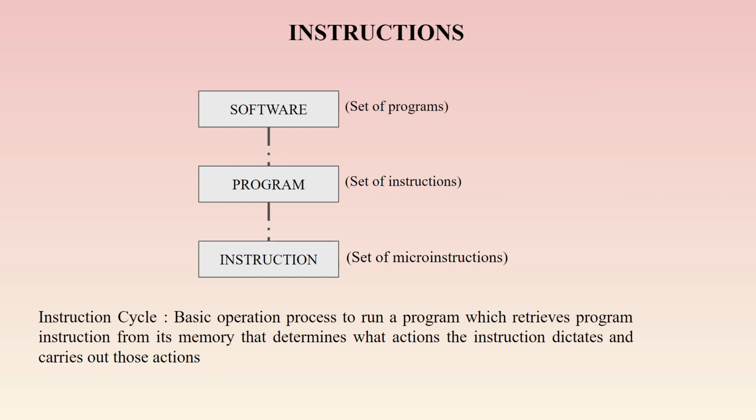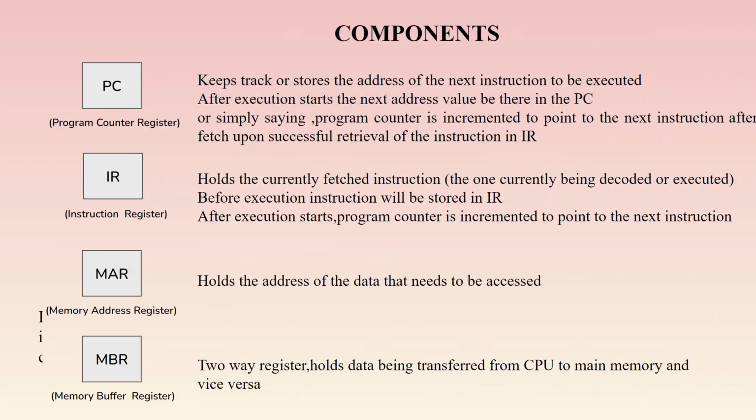Now, what you're able to see on the screen is a flowchart which demonstrates how instruction is a set of micro instructions, and program is a set of instructions, whereas software is a set of programs. Summing up, we have the proper definition for instruction cycle: the basic operation process to run a program, which retrieves program instruction from its memory, determines what actions the instruction dictates, and carries out those actions.